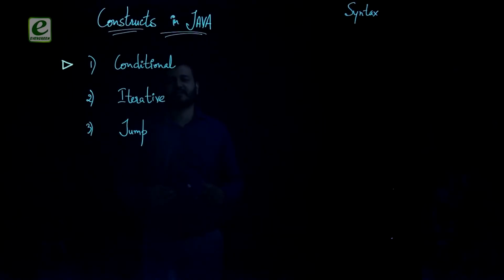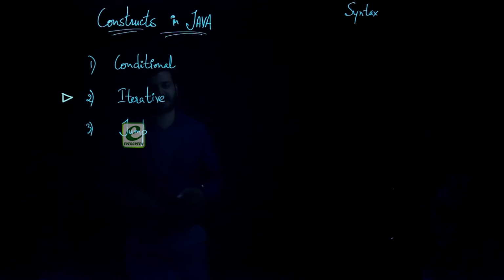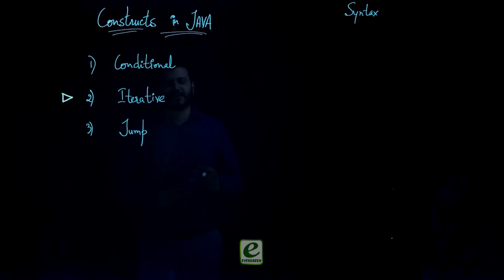So we are done with the conditional structures. Now let's move to iterative constructs. Iterative constructs are of four types. First one is the for loop. Second one is while. Third one is do while. And the fourth and the new one is the for each loop. We'll discuss for each loop a little later. Let's start with the for loop.